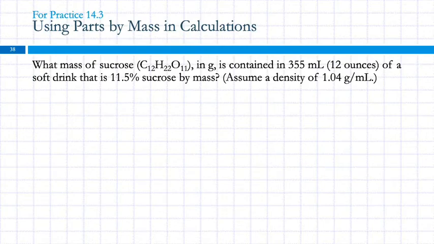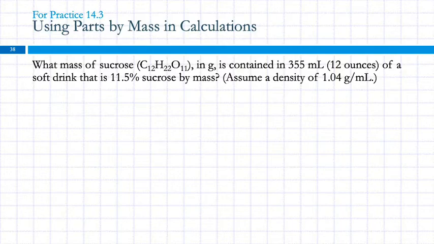So then we can do some problems. What mass of sucrose in grams is contained in 55 milliliters of a soft drink that is 11.5% sucrose by mass, assume a density of 1.04 grams per milliliter? So these really are unit conversion problems, but we have to recognize what the different units mean. So we've got some numbers in here. This 12 ounces in parentheses is just an aside, because 355 milliliters probably doesn't mean much to you. This is a 12 ounce can of soda.